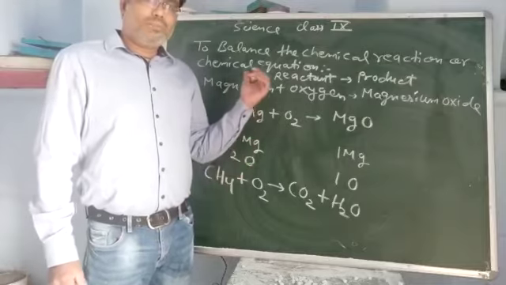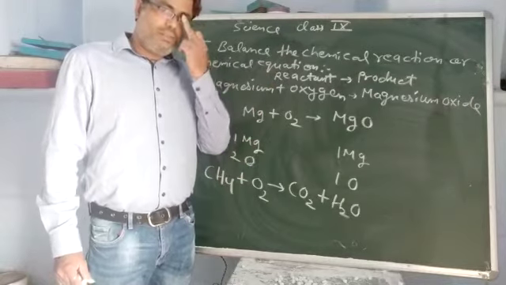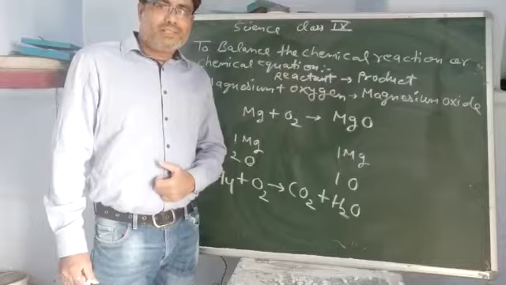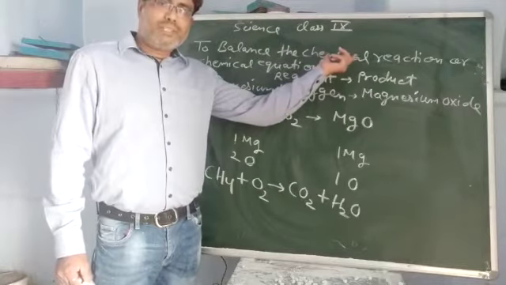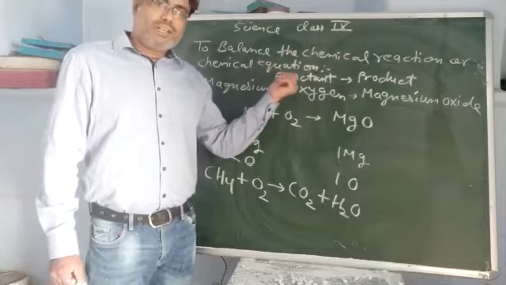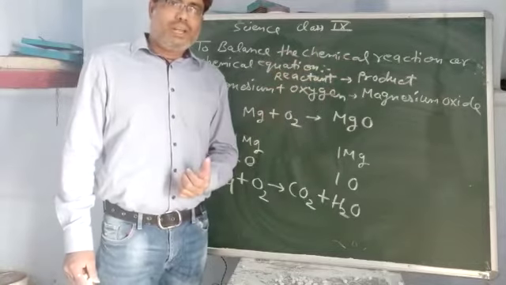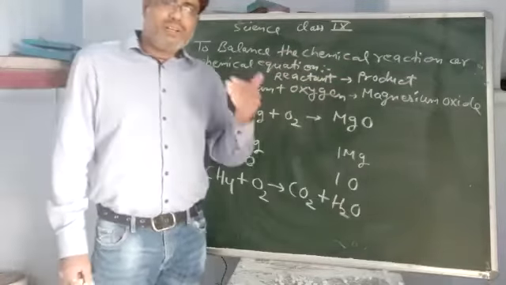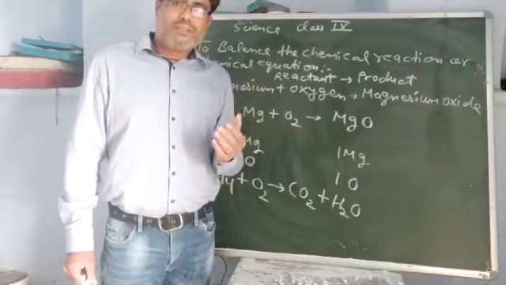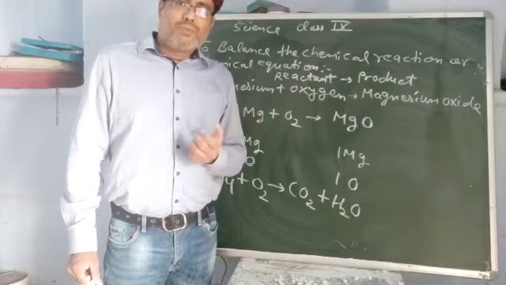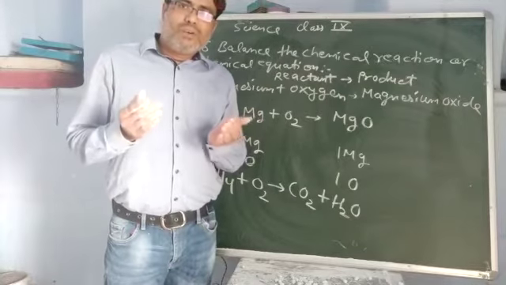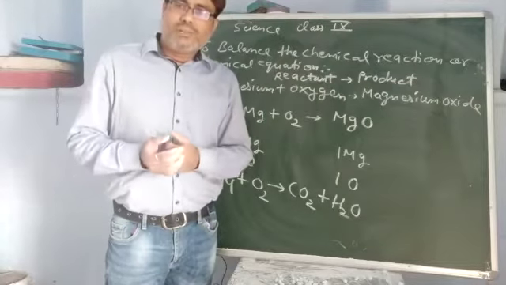Students, today we will learn how you can balance a chemical reaction or equation. So first, what is a chemical reaction? It is a process in which the reactants are converted into products, and we represent a chemical reaction by the symbols or formulas of elements or compounds. This way of representation is called a chemical equation.